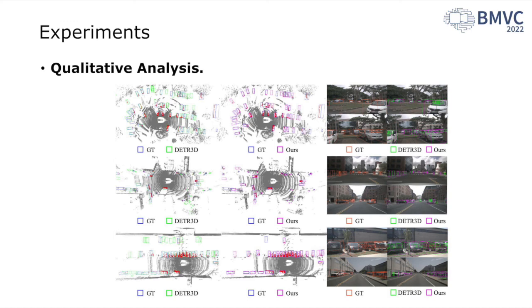This figure shows the visualized results of 3D bounding boxes predicted by DETR 3D with green boxes and our proposed method with pink boxes. The ground truth bounding boxes with blue boxes are overlaid. We project the predicted and ground truth bounding boxes in the BEV perspective.